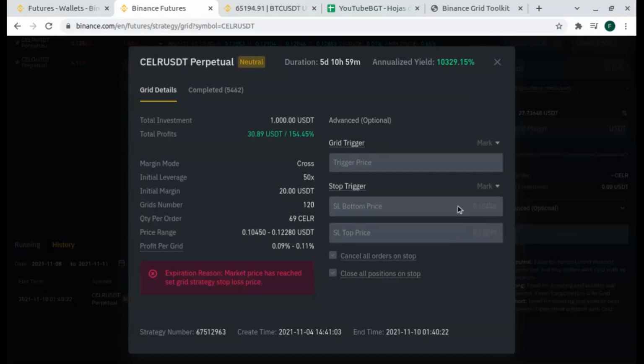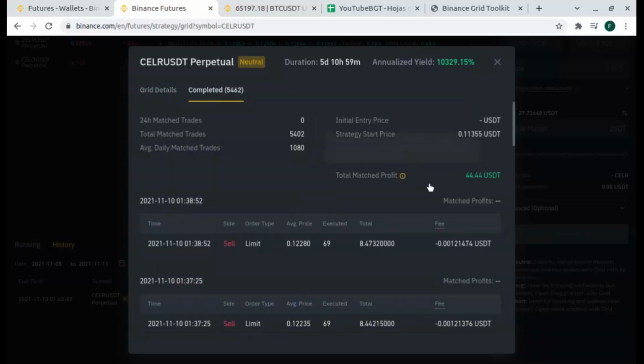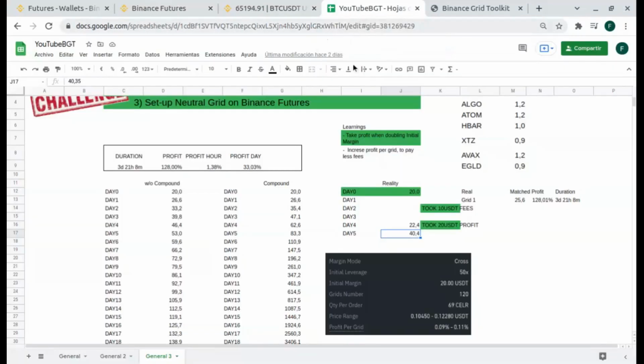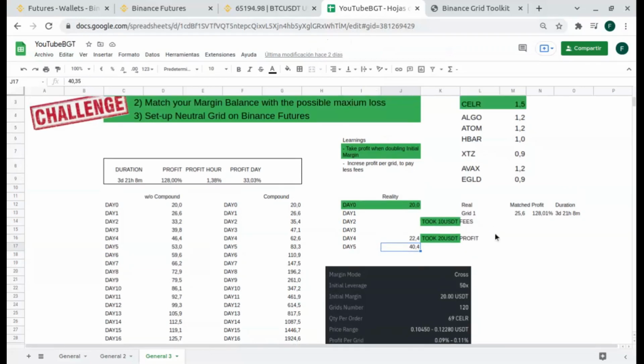And as we can see, the match profit was 44.44 USDT. So if we record this on our dashboard, then we can say that the match profit was 44. I'm not interested in the other profit. And we have 5 days and almost 10 hours, right?